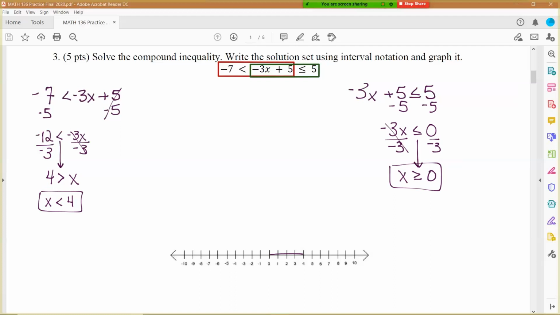And then we have to think about our symbols that we're going to use. So remember, if it's equal to, we use the bracket. If it's less than or greater than, we're just going to use a parenthesis. So x is less than 4 is just going to be a parenthesis. Greater than or equal to 0 is going to be a bracket.